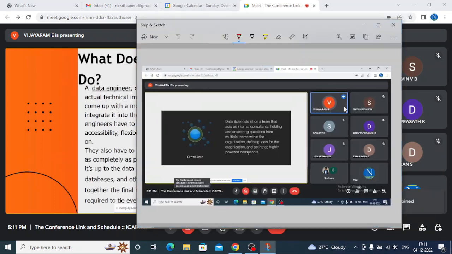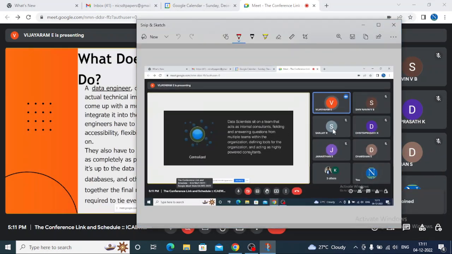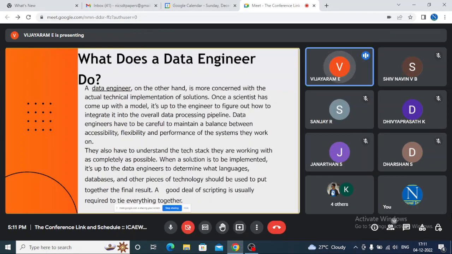So what does a data engineer do? A data engineer, on the other hand, is most concerned with the actual technical implementation or solution. He is a data engineer.